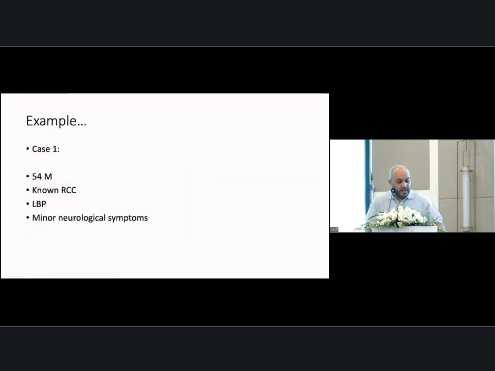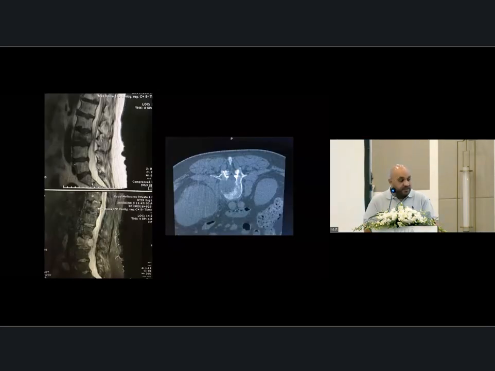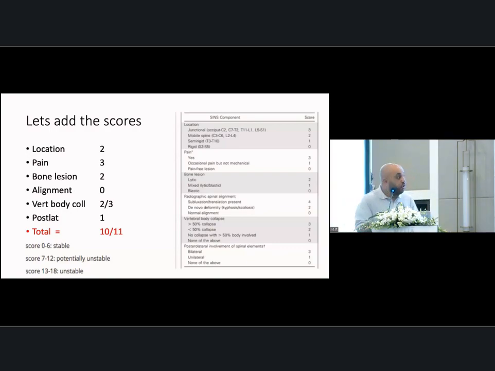Case 1. This is a 54-year-old chap who's known to have renal cell carcinoma. He presents with back pain and some minor neurological disturbance. That's the scan. So you can see this is an L3 lesion. It's lytic on CT scan, and it goes into the canal, and it's causing some compression of the nerves. Okay, so we're going to look at how that looks on the scoreboard.